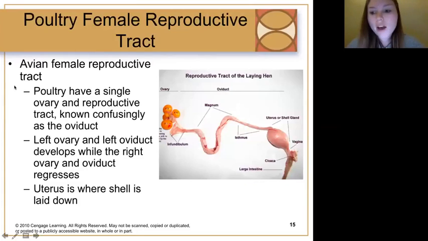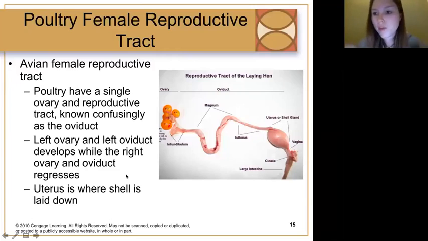So to show you the difference in how mammals differ a little bit from poultry as far as reproduction, this is the avian female reproductive tract. Poultry just have one ovary and a single reproductive tract, known confusingly as the oviduct. In the picture of the cow, the oviduct connects the ovary to the uterus, and that's as far as it goes. But in poultry, this whole thing is known as the oviduct until you get to the uterus. So you have different parts of the oviduct in poultry because it's a longer structure. It makes up more of a percentage of the tract.